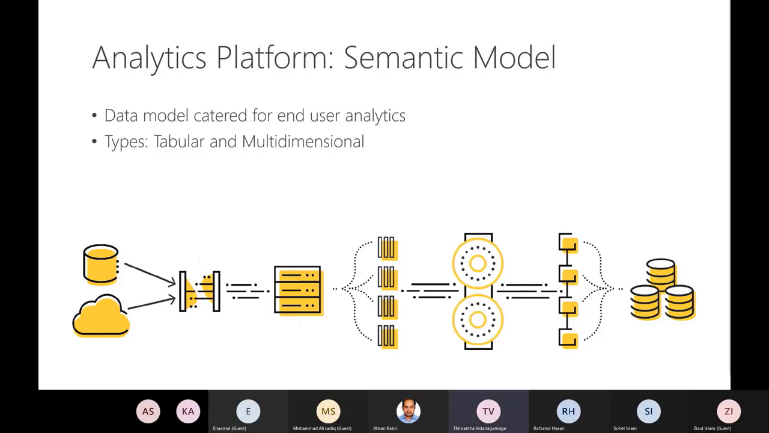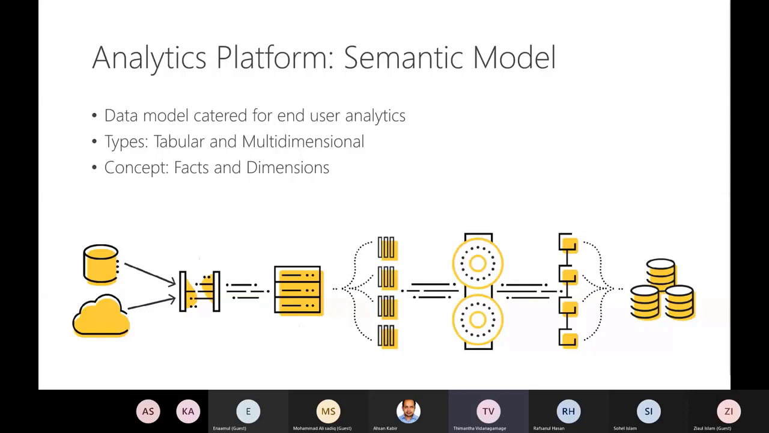In this session, I'll be demonstrating a tabular semantic model because Microsoft Power BI only allows you to develop tabular semantic models, and you can only connect to multidimensional semantic models that are created in SQL Server Analysis Services. So that's something to really keep in mind.